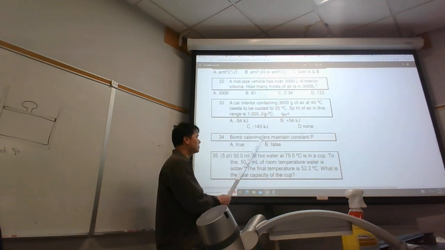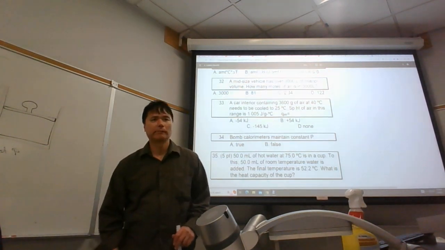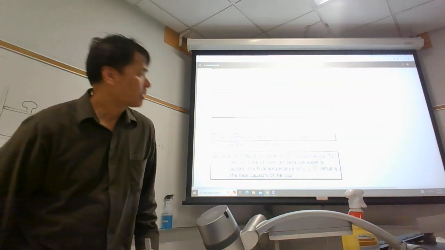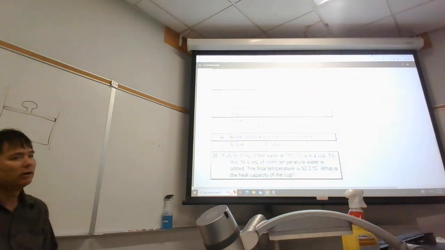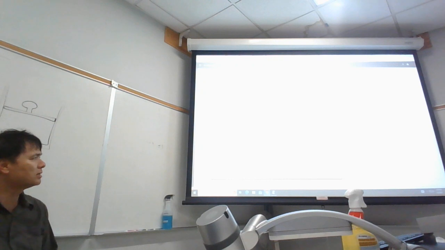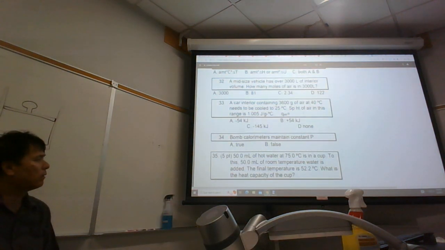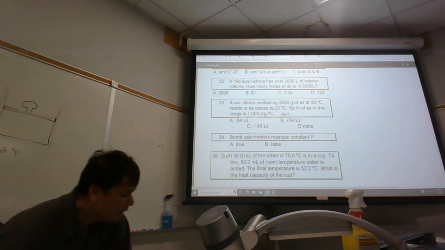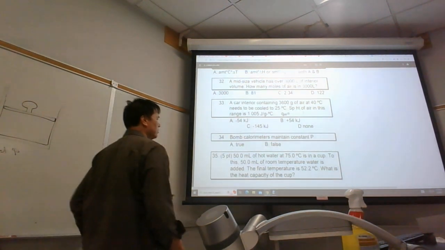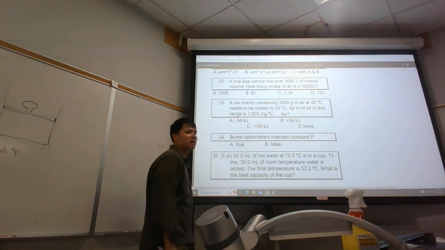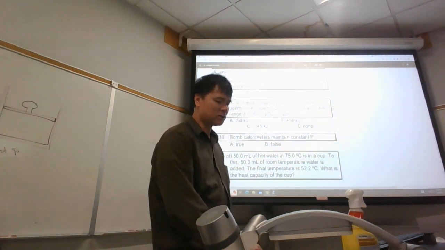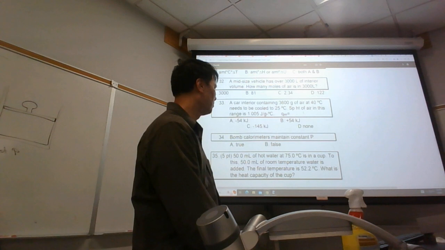34, bomb calorimeters maintain constant pressure. That's false. Bomb calorimeters maintain constant volume. What calorimeter maintains constant pressure? Coffee cup calorimeter. It doesn't have to be. Coffee cup calorimeters don't have to be made out of coffee cups. They just have to be insulated containers, so we don't lose too much heat out of the container into the lab.